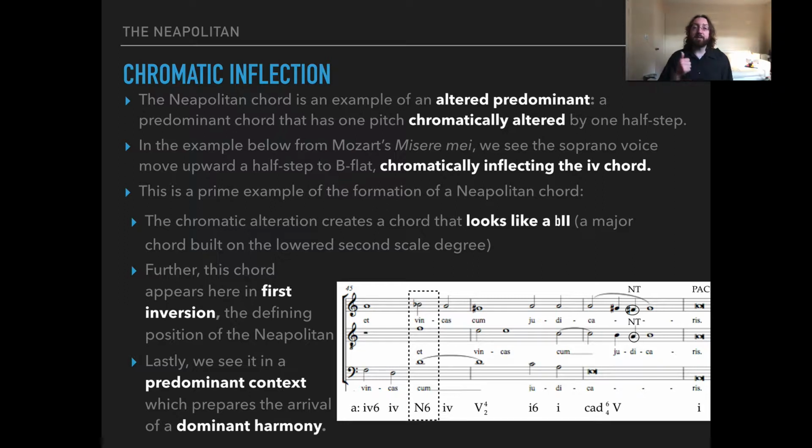Lastly, we see that it's functioning in a predominant context. It's functioning in the midst of all these iv chords and then moves on to a V. So it's a highlight in this moment before moving on to that V 6-5-4-2 chord. So it looks like a flat major II, appears in first inversion, and is in a predominant context. Those are sort of the three highlights of the Neapolitan chord.